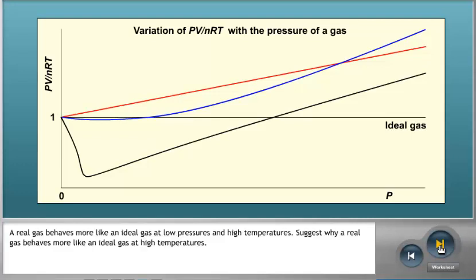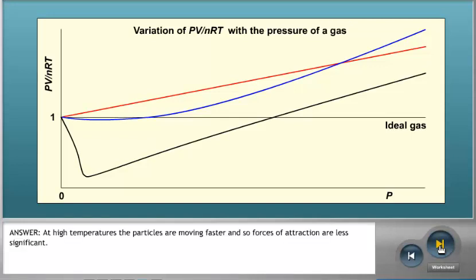A real gas behaves more like an ideal gas at low pressures and high temperatures. Suggest why a real gas behaves more like an ideal gas at high temperatures. Answer: at high temperatures, the particles are moving faster, and so forces of attraction are less significant.